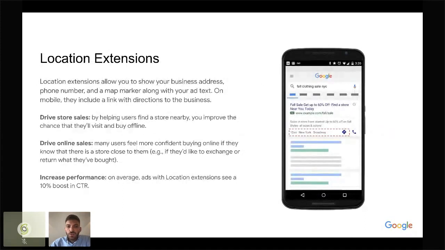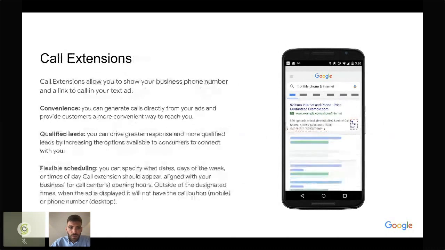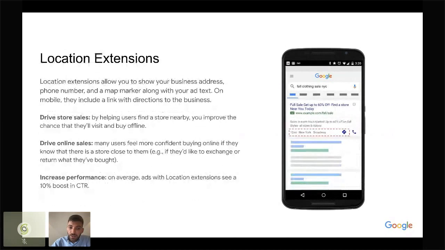Location extension, this relates mostly to offline shops, for instance, if they want to showcase where they are based exactly. And we've seen an increase in performance because the user might search online where the shop is based and then visit. So we've seen in-store increase in performance from including location extensions.